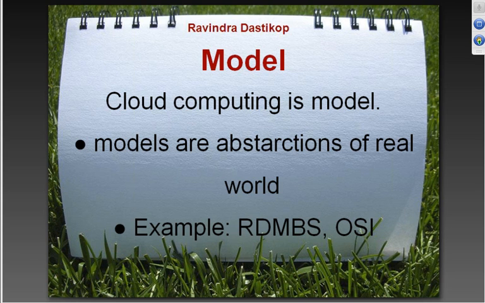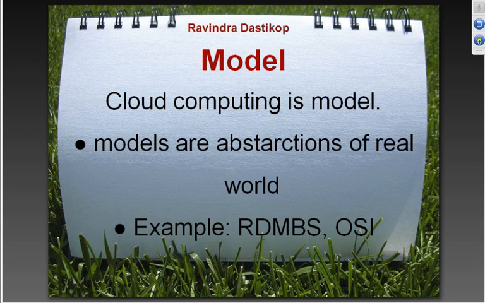For example, when I want to handle all the entities of data in this world, I have a relational data model. That helps me capture the information about real entities. Similarly, we have the OSI model. Suppose we are trying to abstract the network phenomenon, then we have this OSI model where there are 7 layers.